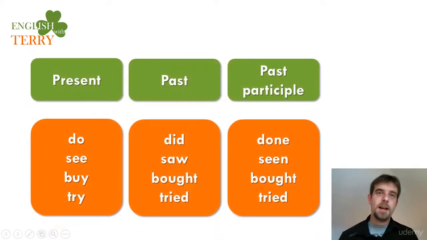So, in the basic system of English, you have the present tense: do, see, buy. The past is did, saw, bought. And the final box, the third box, the past participle, is words like done, seen, bought, and tried.